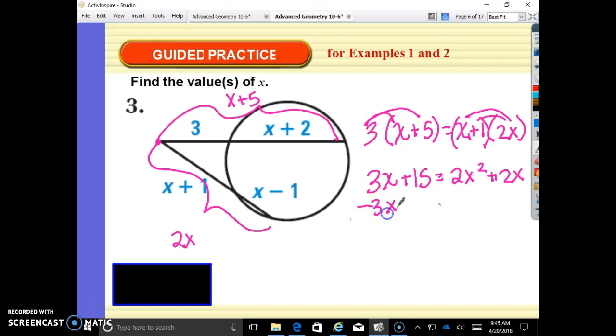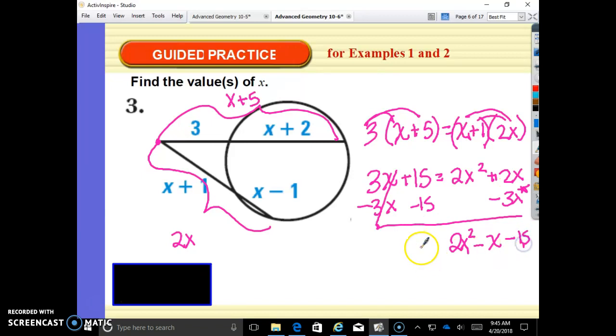Minus 3x, minus 3x, 2x squared minus x, minus 15, minus 15. All right, so now we have a quadratic. You could use the quadratic formula. Check out my video from my daughter on the quadratic formula song. Or you could factor. I like to factor. I'm going to show you the way that I do it.